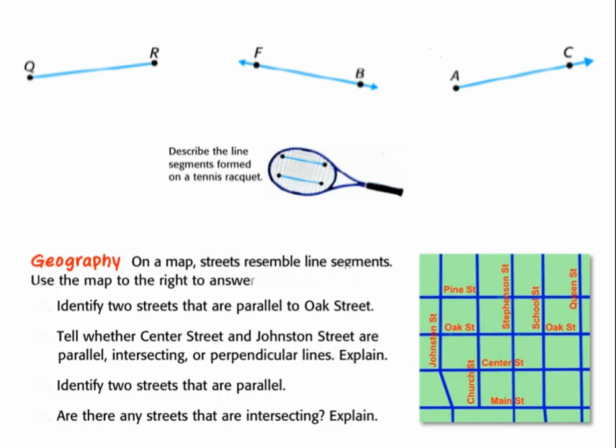Next, it asks me to identify two streets that are parallel. Well, I could choose any of the ones that are going vertically because it looks like they never intersect. I could choose any of the ones going horizontally, like we spoke about in our first question, because they are parallel. And then it asks me, are there any streets that are intersecting, and explain. Any of the lines that cross, that touch each other, would be intersecting, because an intersecting line means that they touch at some point.